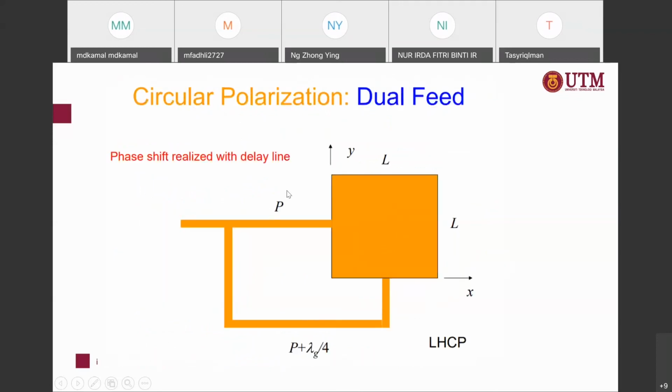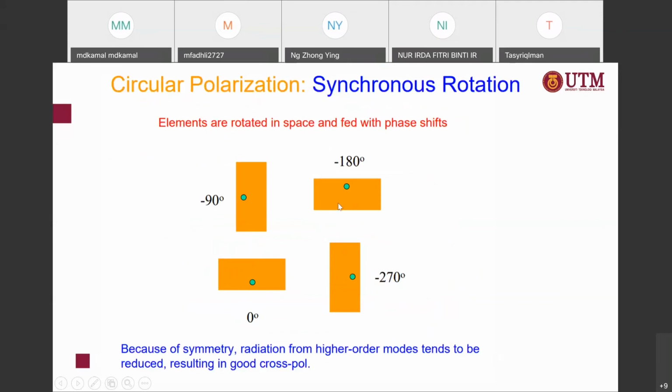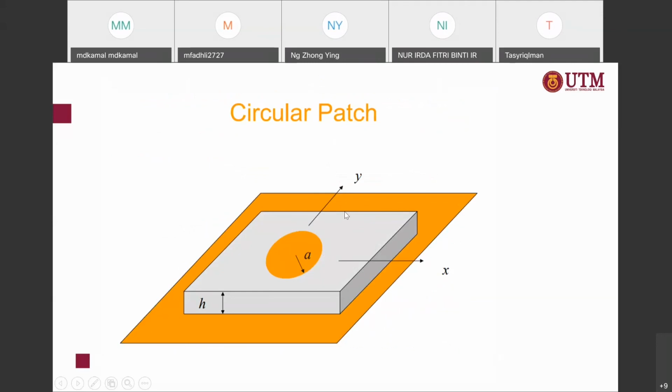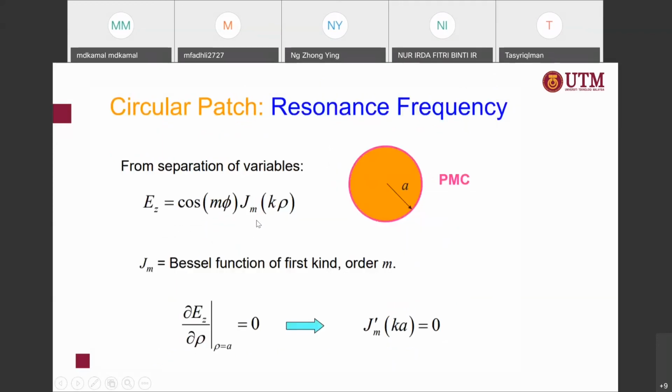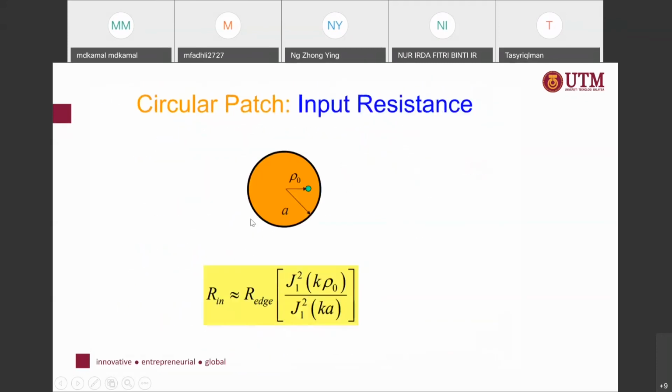Okay, truncated corners, or you can use a dual feed here with 90 degrees so that you can have circular polarization, or you can put the hybrid coupler here, where the hybrid coupler consists of 0 and 90 degree phase, or you can use sequential rotation for this particular case. So you can see that you have a lot of different techniques for circular polarization. This is a circular patch, and as I mentioned just now, how to calculate this particular value for this patch here.